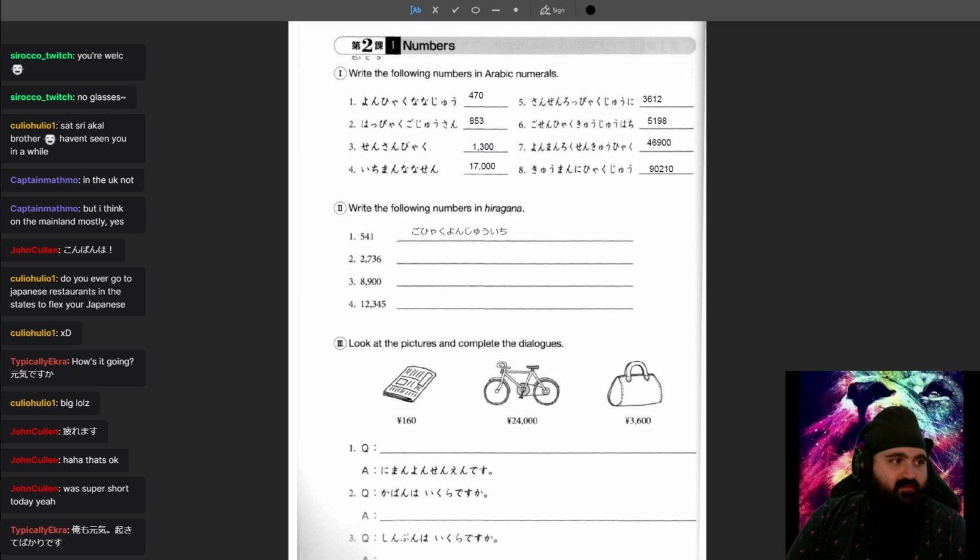Haha. Isn't that cool, you guys? 541. Remember that the jū part is an extended U sound? Don't forget that last U.